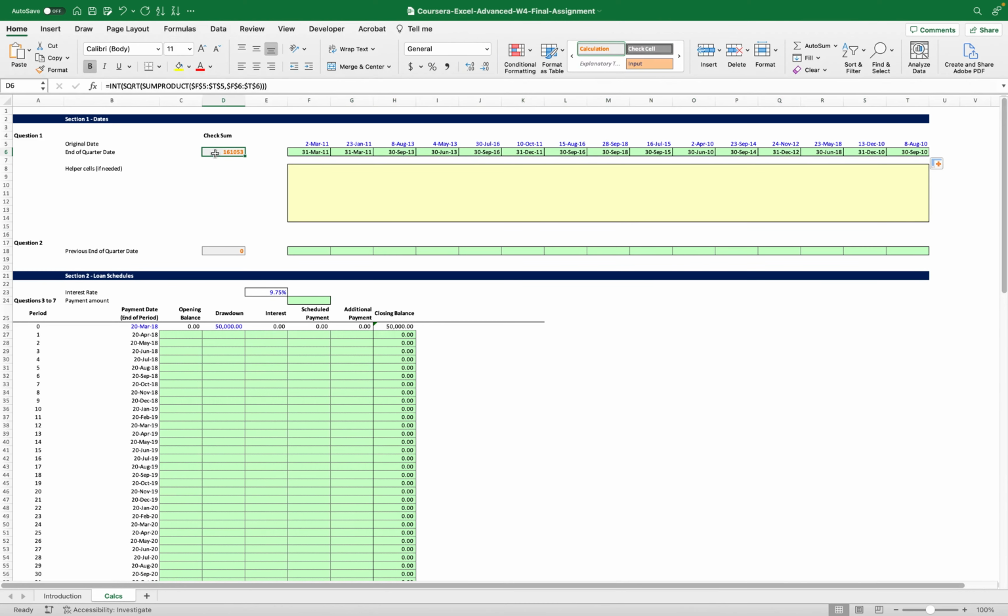First number is 161053. Next, they want us to write a formula that returns the prior quarter. So not the current quarter, but the prior quarter.